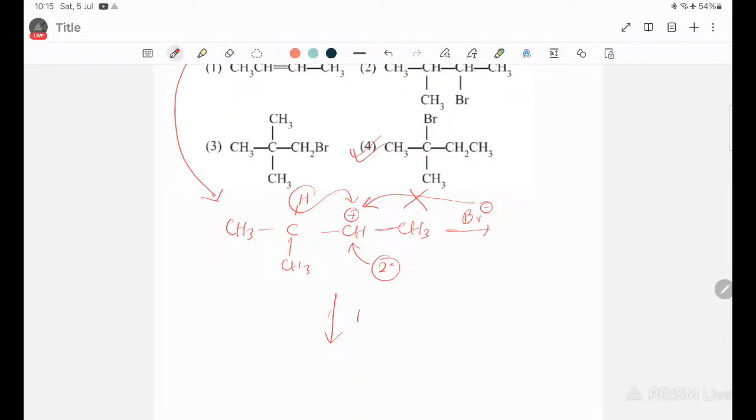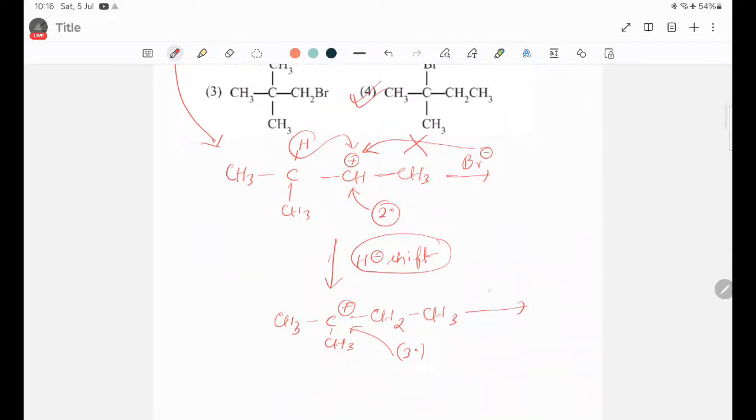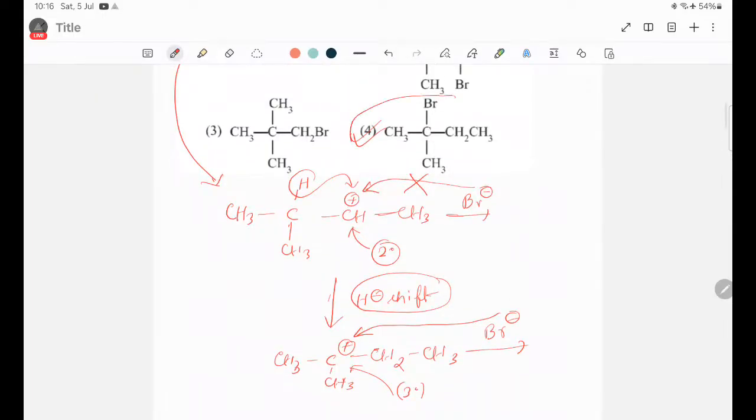This we are calling a hydride shift. After this hydride shift, you are getting a comparatively more stable carbocation. Why? Because now it is converted into a 3 degree carbocation. So when you get this 3 degree carbocation, you get the chance that the Br minus which is left as nucleophile can now attack at this position, and that's why we are getting the fourth product.